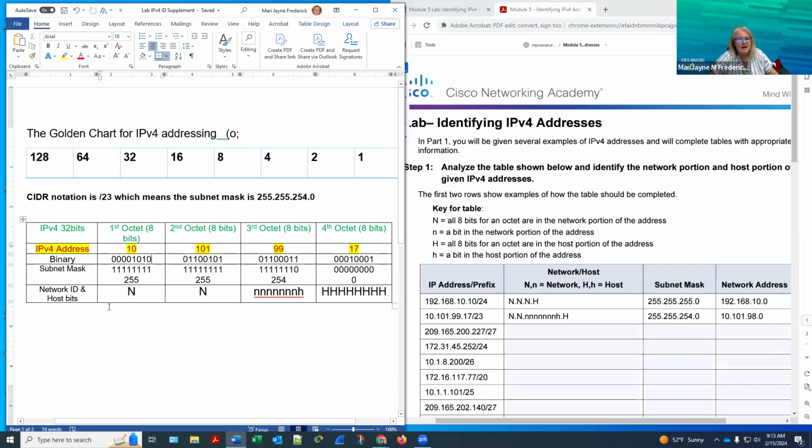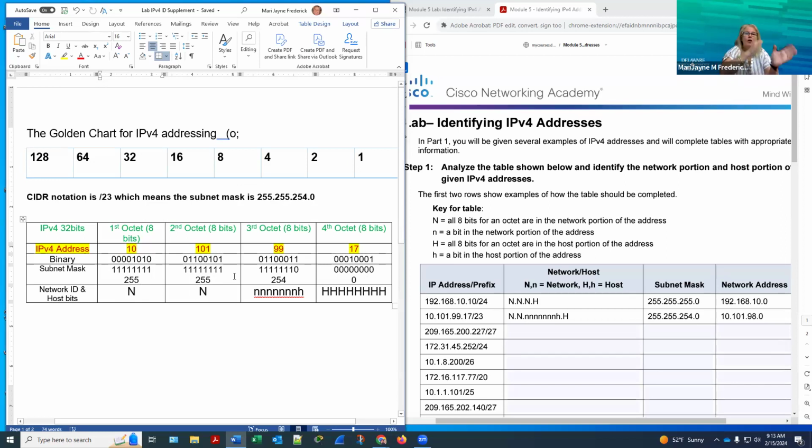And with that being said, think about it this way. When you see all 1s, it means that's part of the network address. When you see again, all 1s, that's part of the network address.